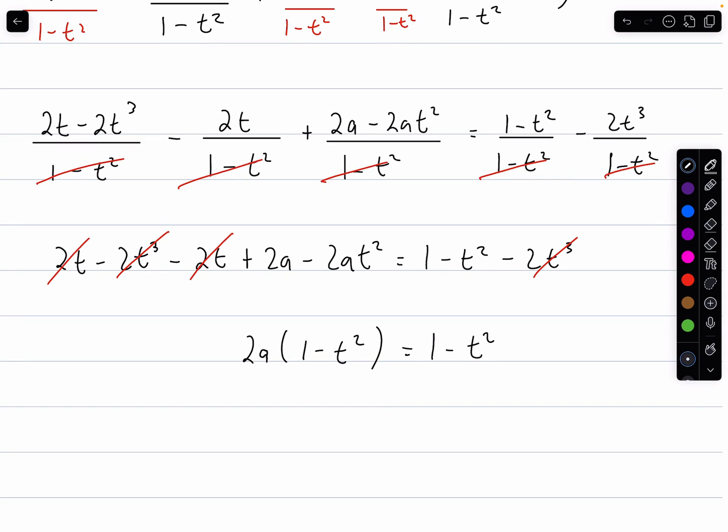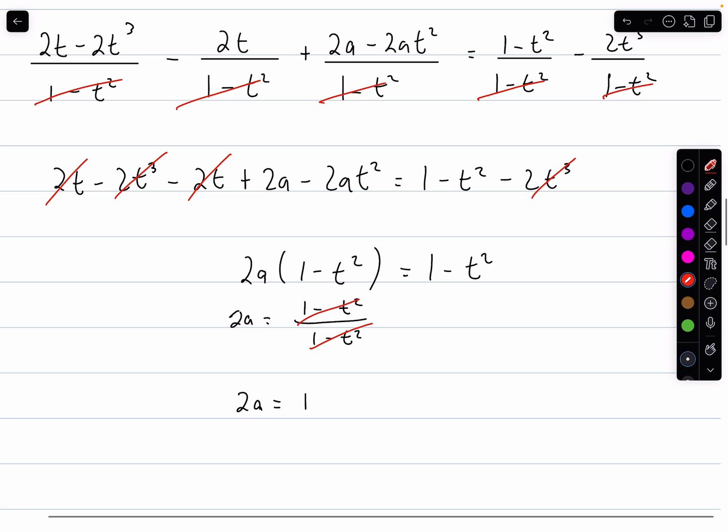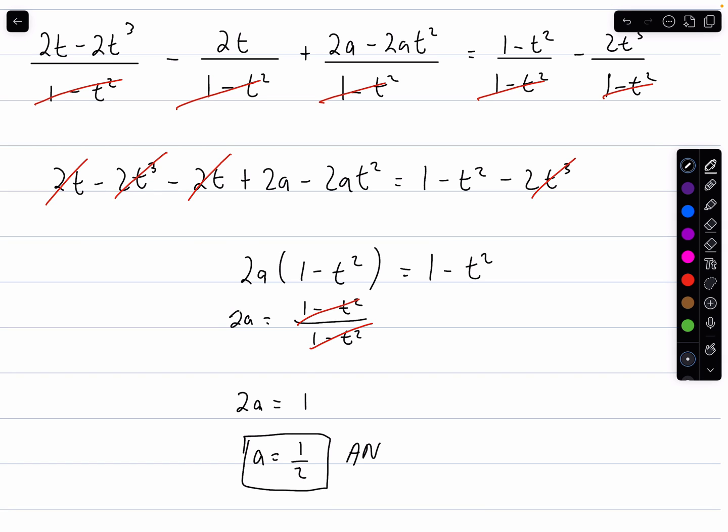And then what I can do is I can say 2a is equal to 1 minus t squared over 1 minus t squared. 2a is equal to 1 because they cancel out, obviously. And then from here, we get a is equal to 1 over 2. And that's how we would solve this type of question.